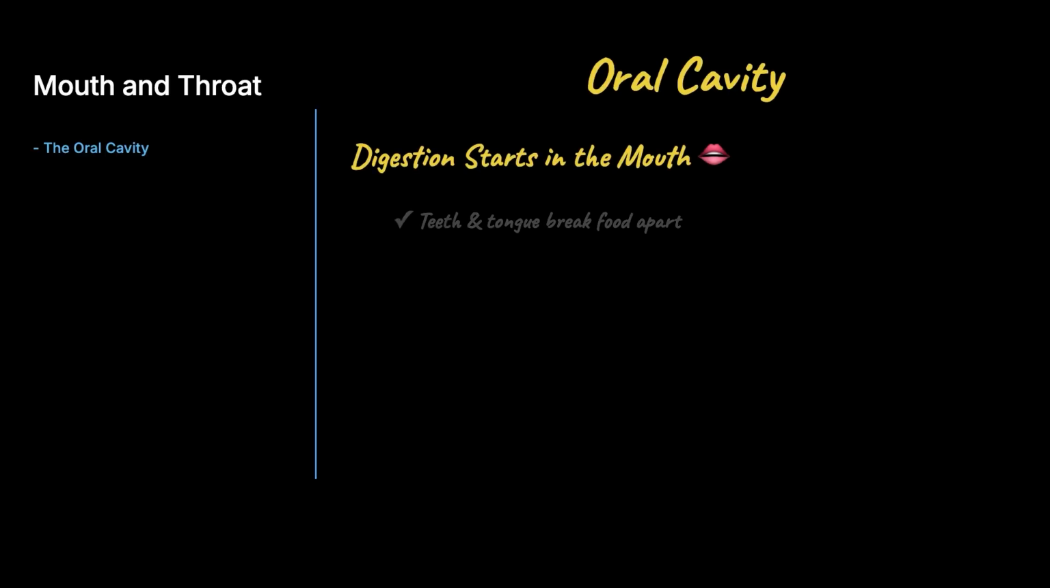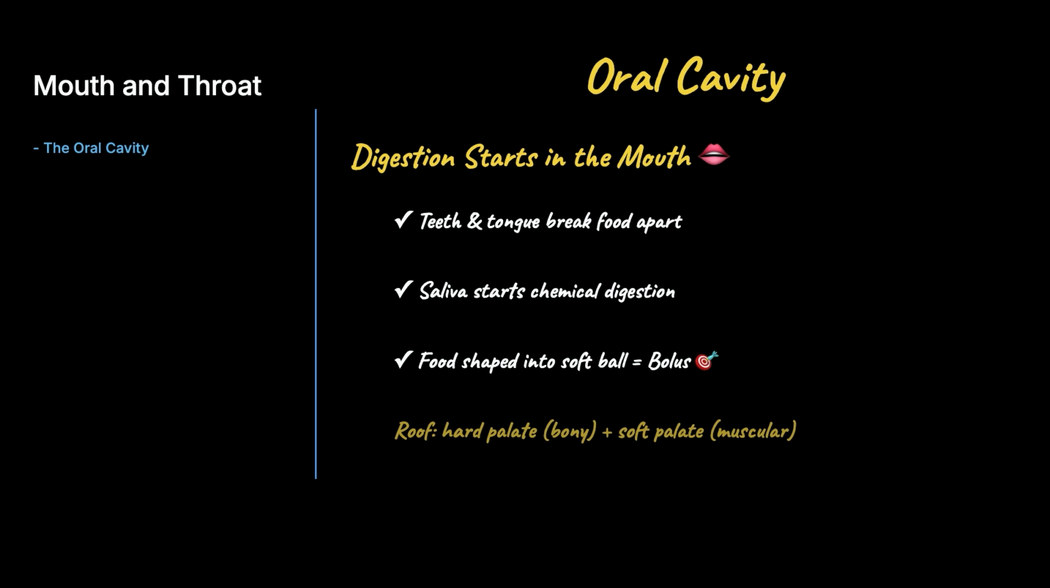Now let us follow the food. Digestion begins in the oral cavity, your mouth. 3 things happen here. The teeth and tongue break food apart, saliva begins chemical digestion, and the mixture is shaped into a soft ball, the bolus. The roof has a bony hard palate and a muscular soft palate.